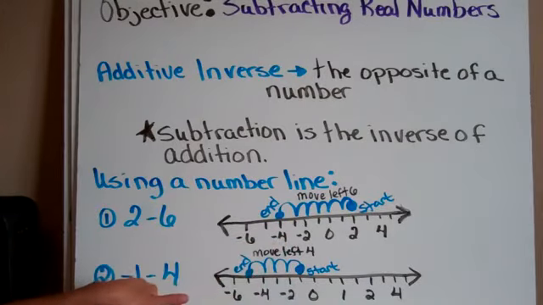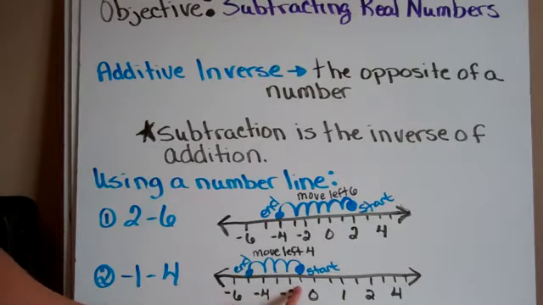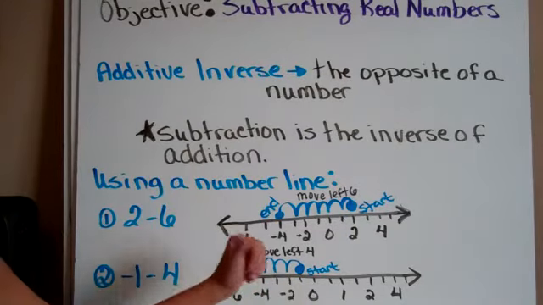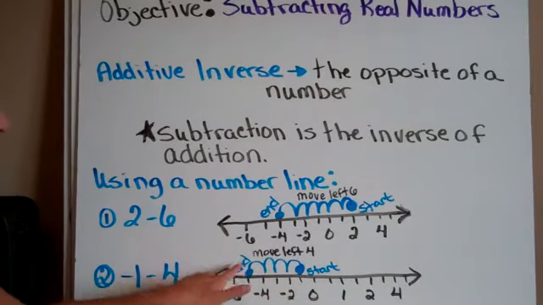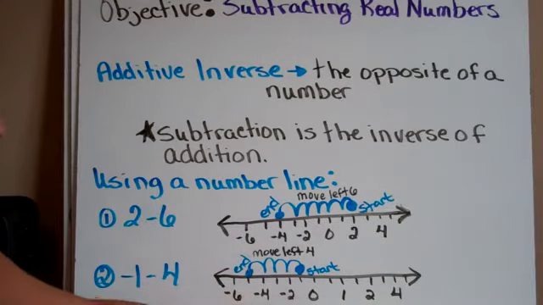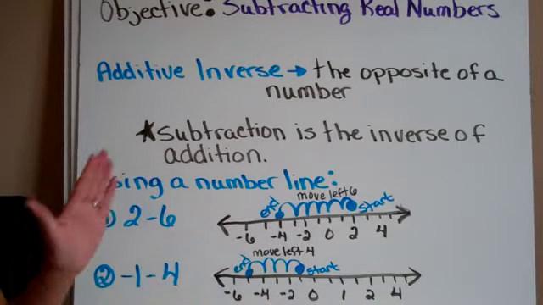That's going to be my answer. Now if I have -1 minus 4, I start at -1 and I'm going to still go left 4. So I go 1, 2, 3, 4, and my answer would be -5. Now remember, when you subtract a number, you're going left.